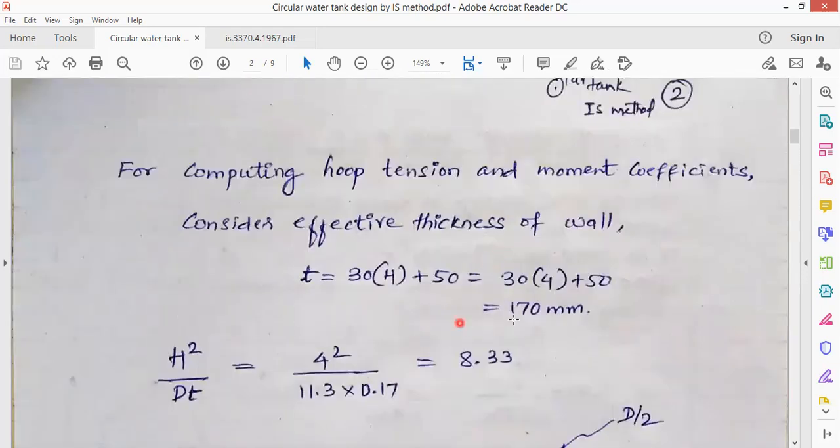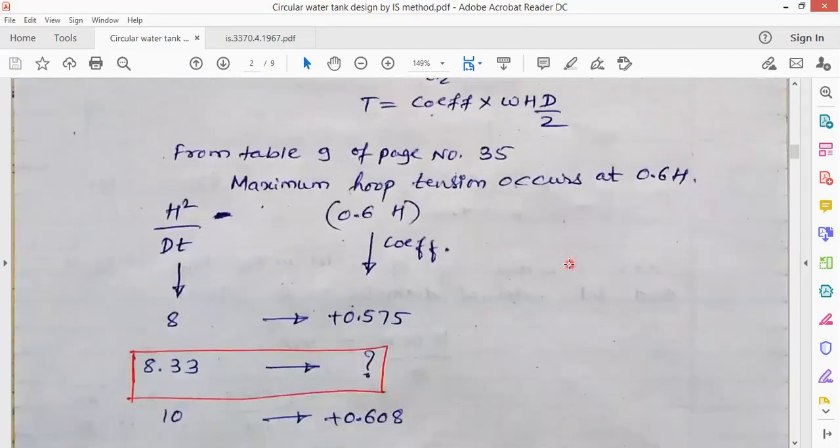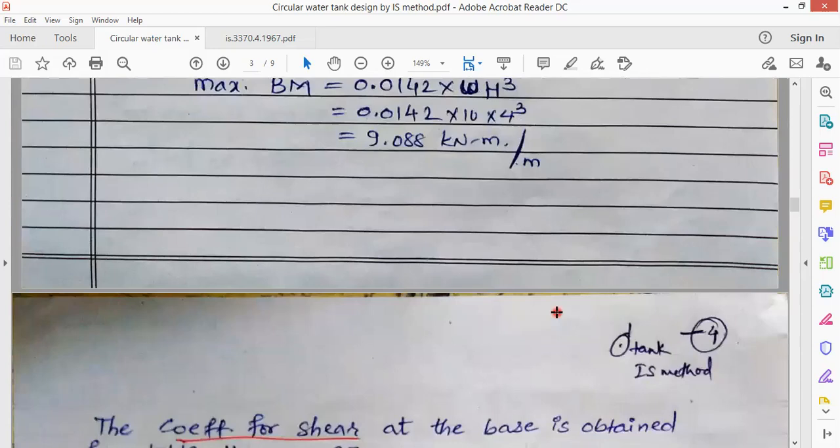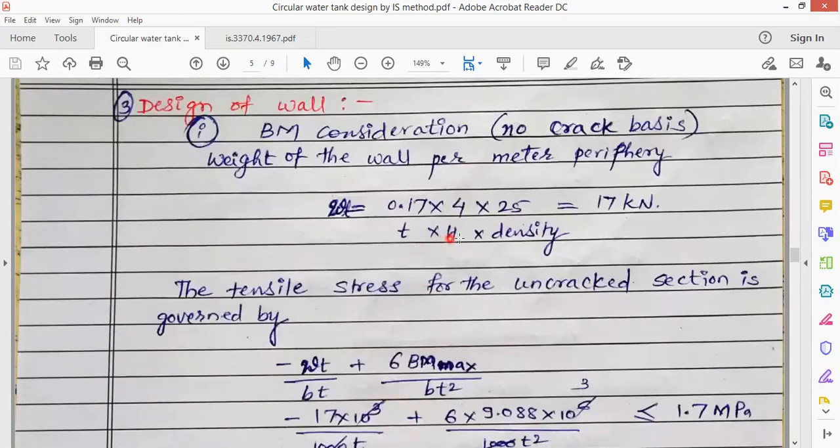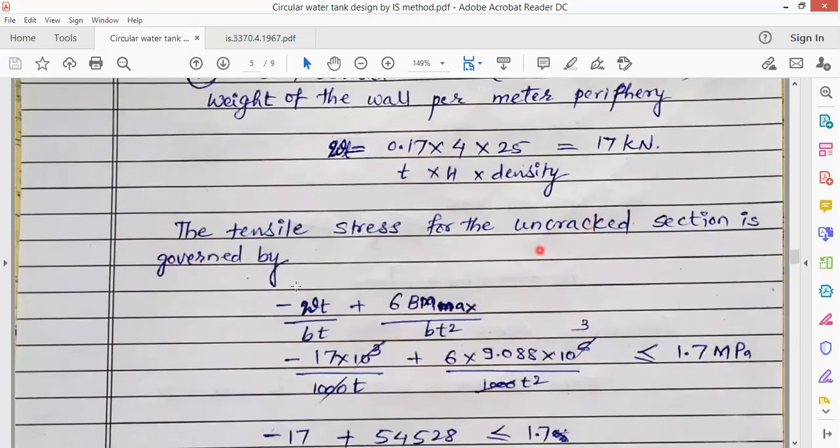What is the thickness we have considered? Okay, it is 170 mm, right? So 170 mm thickness we have considered. To get the weight, it is thickness into height into density of concrete. So thickness is 0.17 meter, height is 4 meter, into 25, that is density. So it is 17 kilonewton.